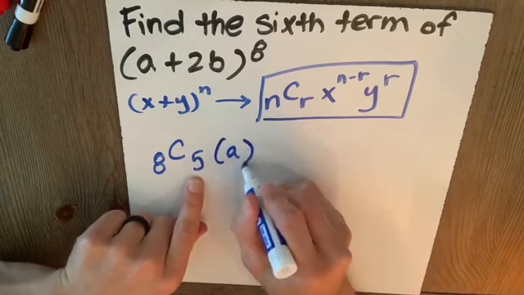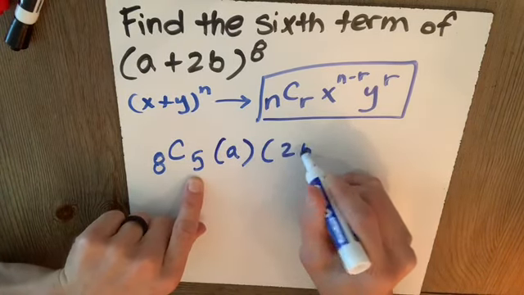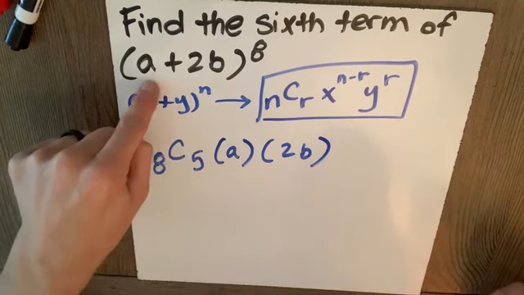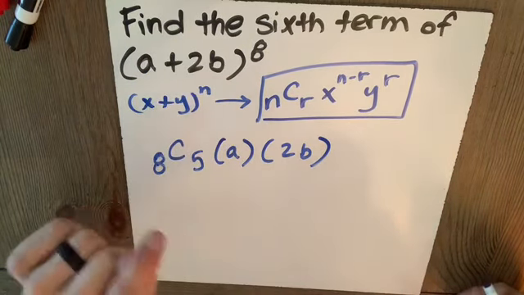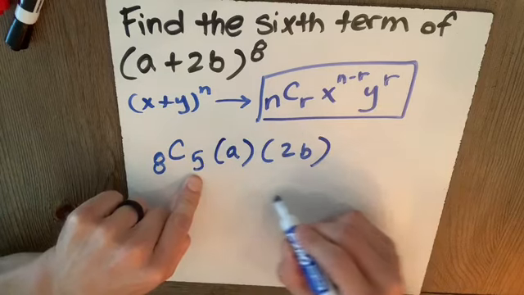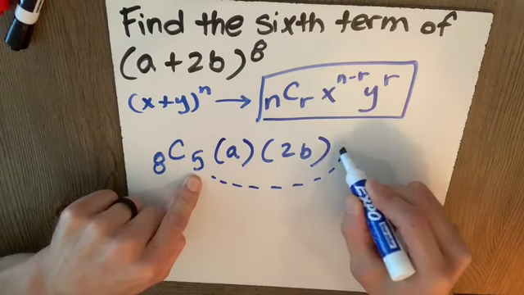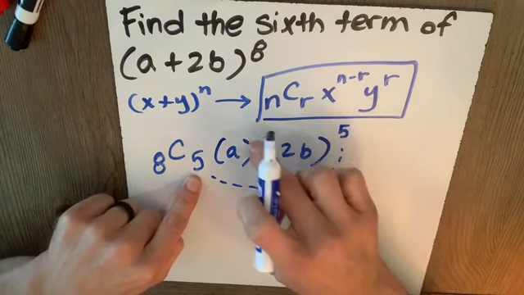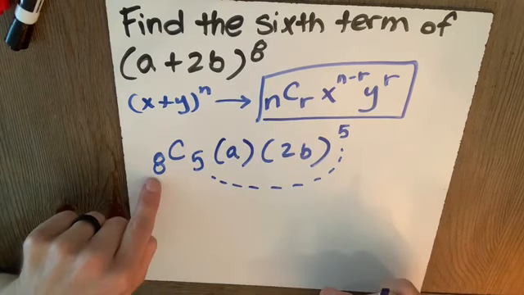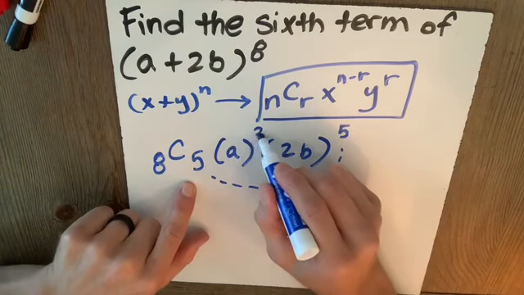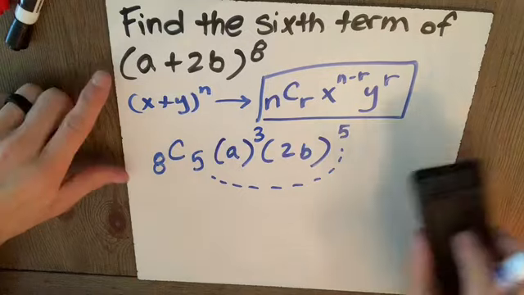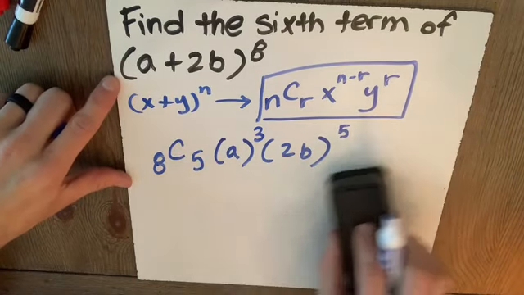First term, A. Second term, 2B. Playing the role of X today is A. Playing the role of Y today is 2B. Now, whatever goes here, I know I've got this great connection. It's going to go here. And these two have to add up to 8. So 8 minus 5 is 3. These two, they add up to whatever my n was.